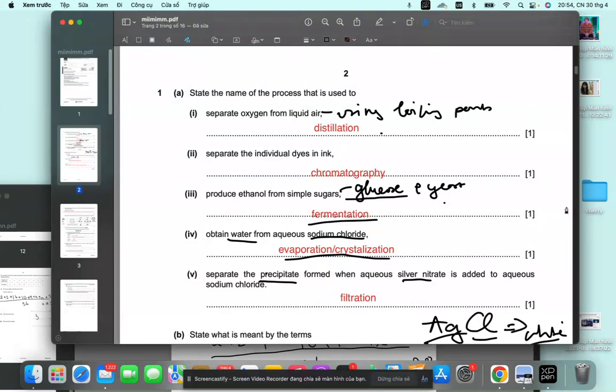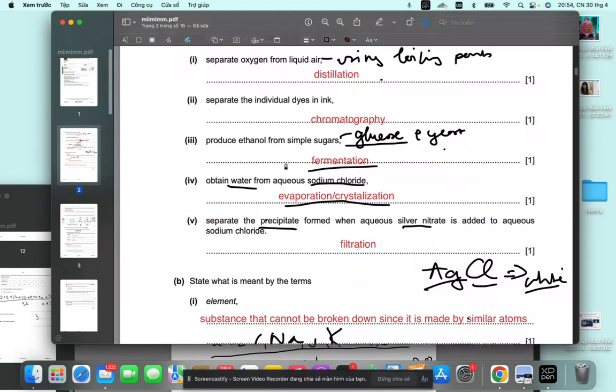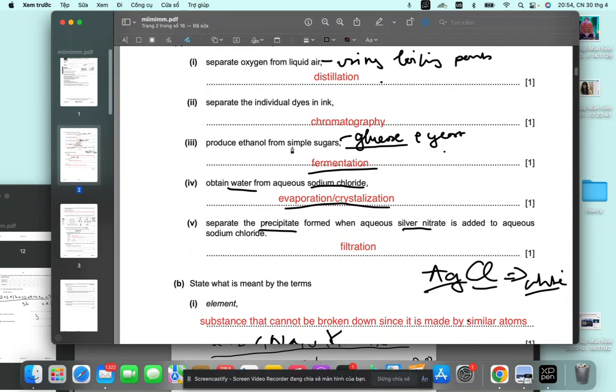Number two is chromatography, to separate the individual dyes. Next, produce ethanol from simple sugar. Simple sugar is glucose. When we say glucose, we think of fermentation immediately. Number four, obtain water from sodium chloride solution. We have evaporation and crystallization, because it contains water.